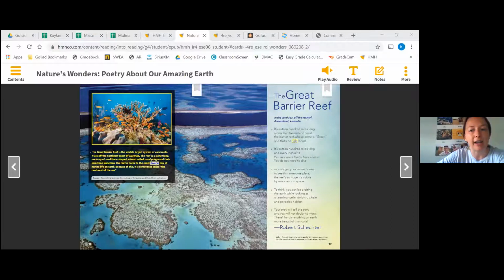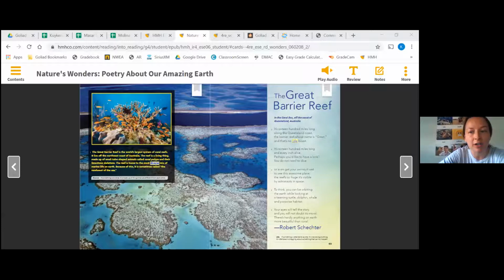What about the size? Does it talk about the size? Yes, it says it's 1,600 miles long and every inch alive. Is that huge? Yes, that is. You can see it from space, and it's pretty big, pretty visible.